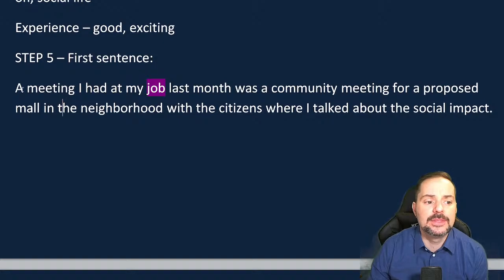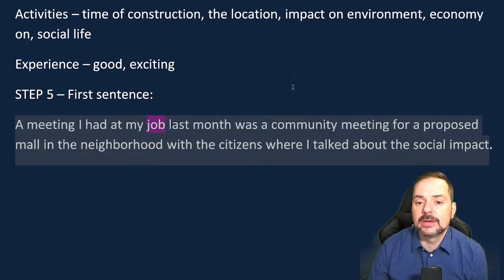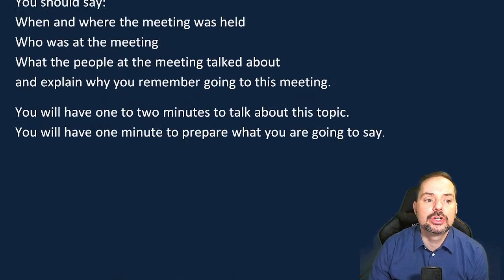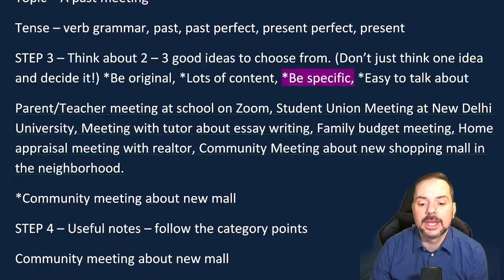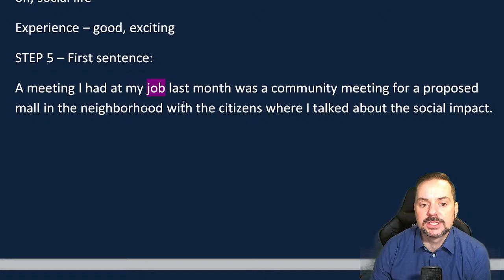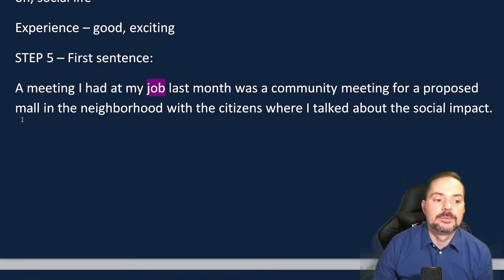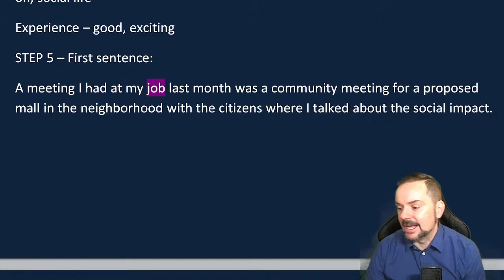When you're thinking about this, you can realize that, again, it's school or work, because when you come up with that first sentence, you should look at the topic sentence one more time on the cue card. So describe a meeting you remember going to at work or school, and then go, oh, okay, this has to be work or school, so I have to make this like my job. A meeting I had at my job last month was a community meeting for a proposed mall in the neighborhood with the citizens where I talked about social impact.